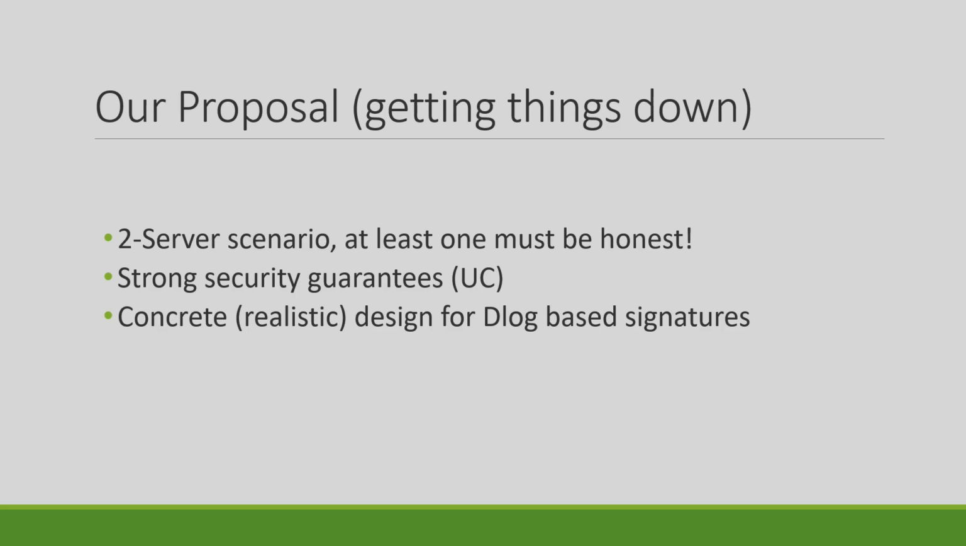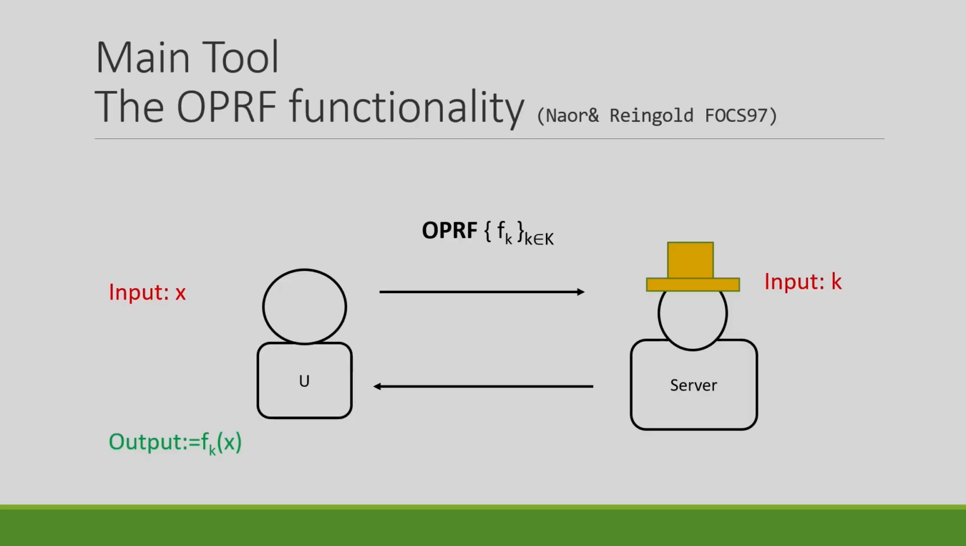And in this scenario, we could get strong security guarantees. So we worked in the universal composability model. So we defined the functionalities that we would need, and we ended up having a description of a functionality for this tool for auditable asymmetric password-authenticated public key establishment, and also to bring things down to a concrete, realistic design for DLOG-based signatures. So this is what we're going to see.